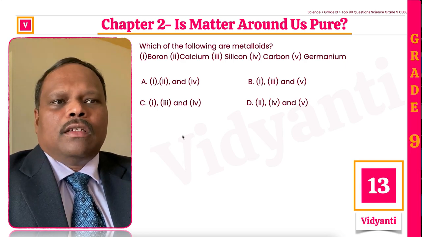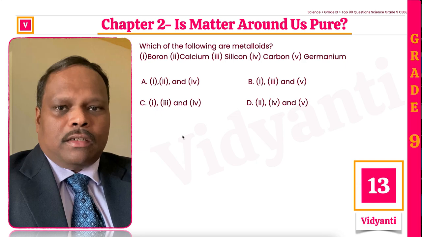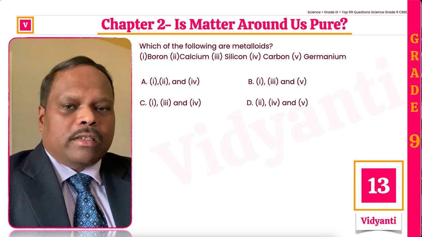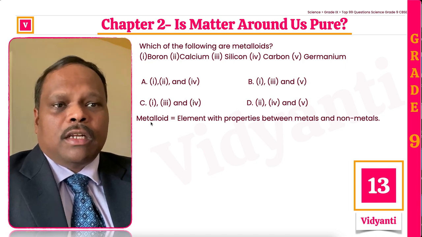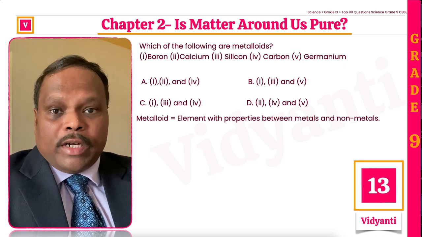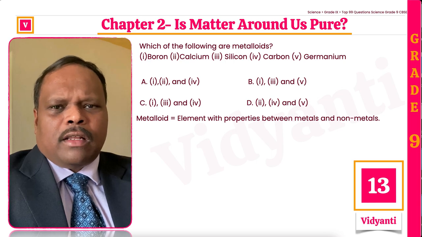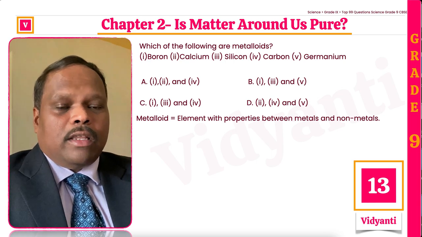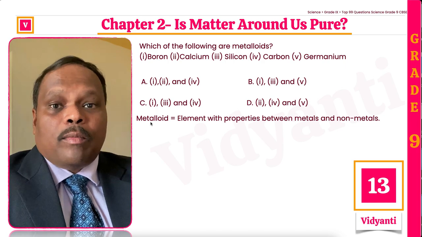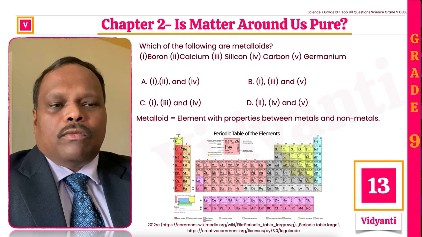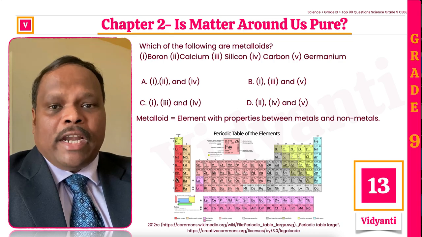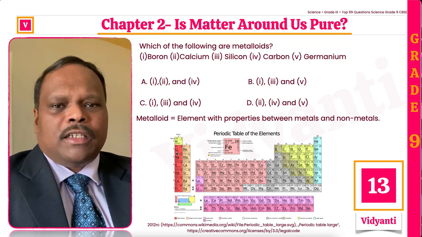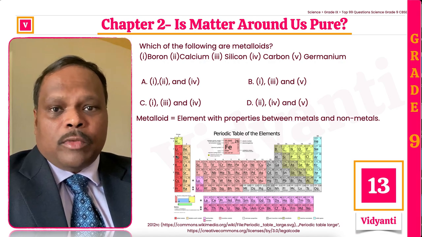Which of the following are metalloids? Now, we have metals and non-metals. Let's see the explanation. Metalloids are elements which are neither metals nor non-metals. They are kind of in between them. And I'm going to explain this with the help of the periodic table. So we know that, if you recall, on the left hand side, we have metals. For example, we have sodium, magnesium, calcium, potassium, aluminum. They are towards the left side of the periodic table.